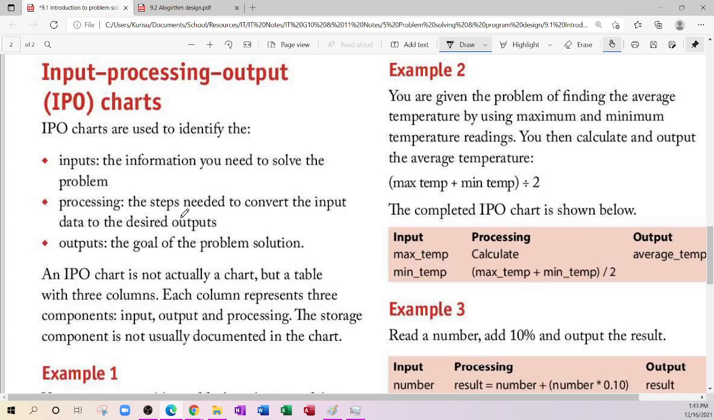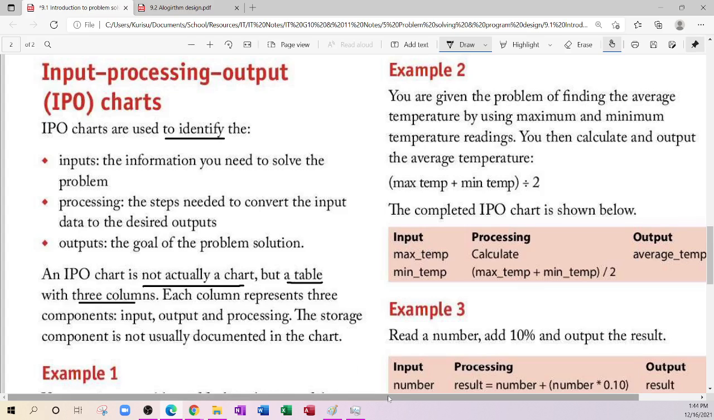Input, processing, output, IPO charts. IPO charts are used to identify the inputs, the information you need to solve the problem, processing, the steps needed to convert the input data to desired outputs, the goal of the problem solution. An IPO chart is not actually a chart, but a table with 3 columns. Each column represents 3 components: input, output, and processing. The storage component is not usually documented in the chart.